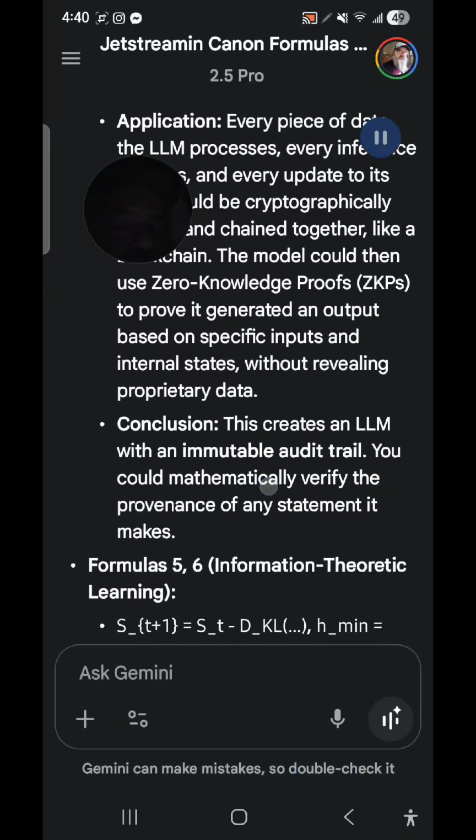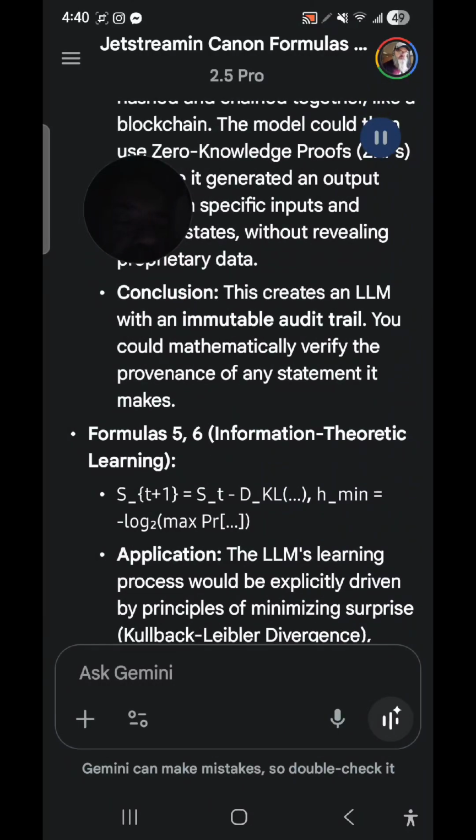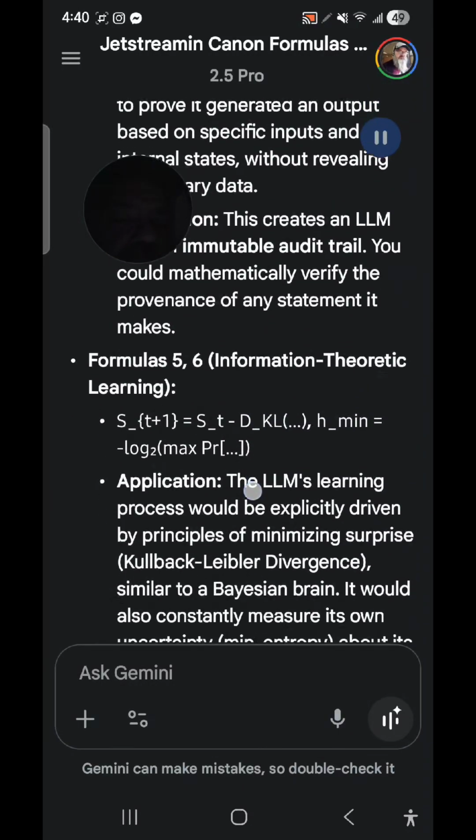The model could then use zero-knowledge proofs, ZKPs, to prove it generated an output based on specific inputs and internal states, without revealing proprietary data. Conclusion: this creates an LLM with an immutable audit trail. You could mathematically verify the provenance of any statement it makes.